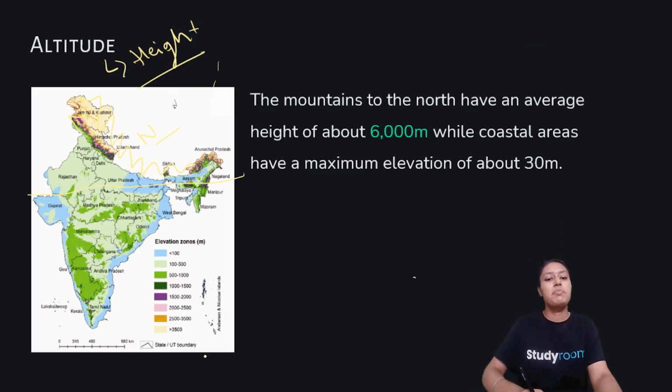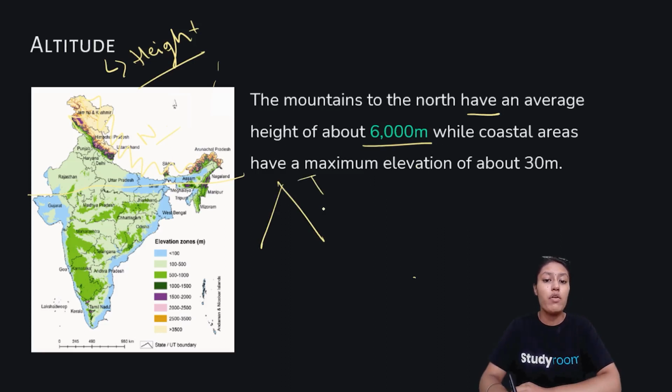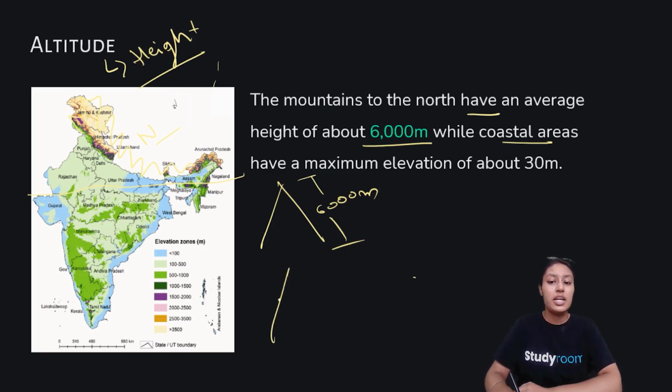Now, with the help of the map, we can understand the elevation zones, in meters. Firstly, the mountains on the north side have an average height of approximately 6,000 meters. If we compare it with the elevation of the south, the coastal areas, it is only 30 meters. Okay, so here are the elevated areas.